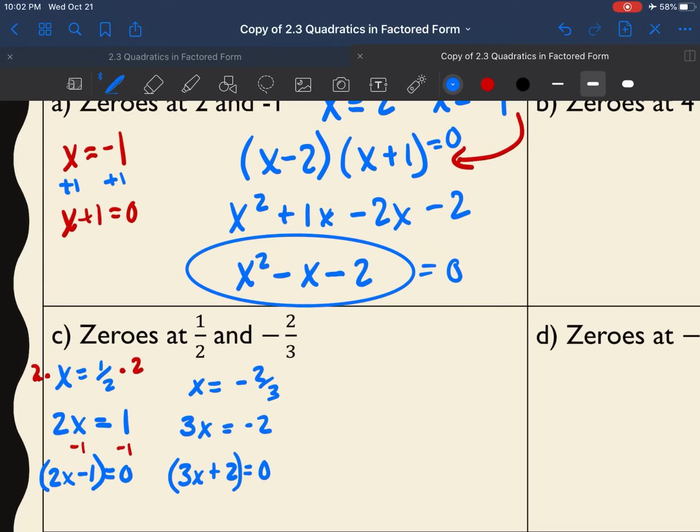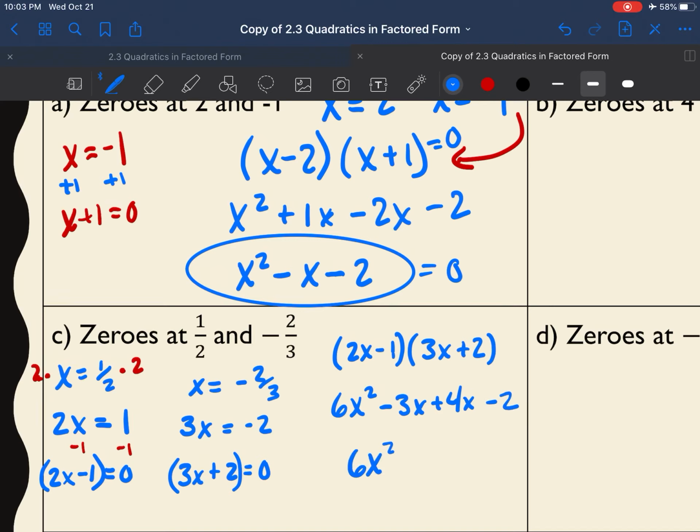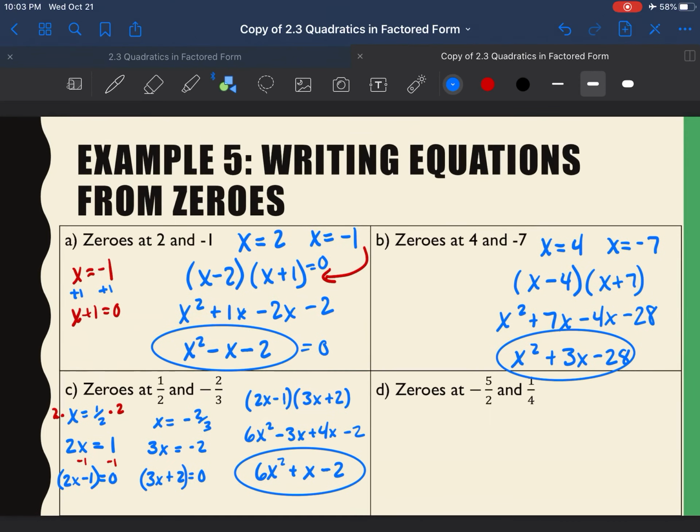So now let's go off to the side and actually do the problem. So 2x minus 1 times 3x plus 2. Multiply these together, you get 6x squared minus 3x plus 4x minus 2. And combine the middle two like terms, so you get 6x squared plus 1x minus 2. And there is the equation that had the solutions they were looking for.